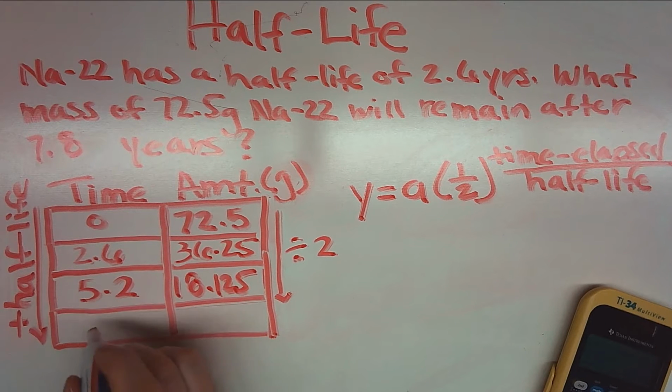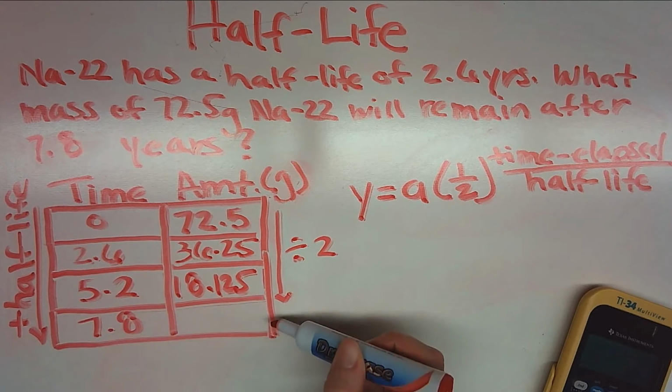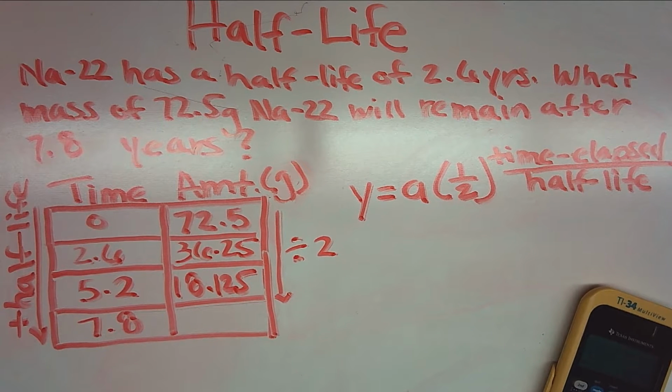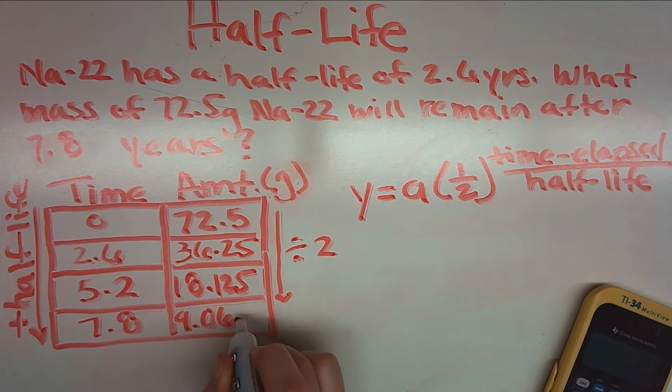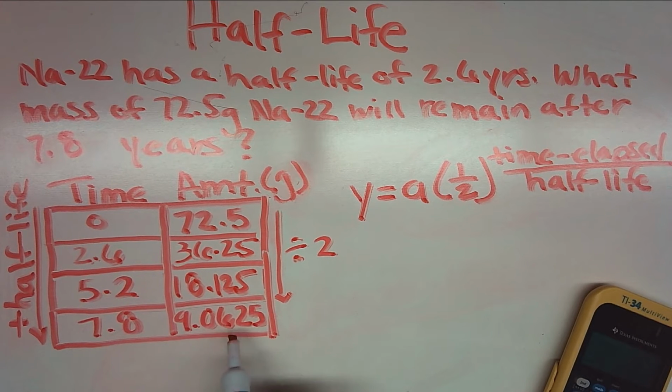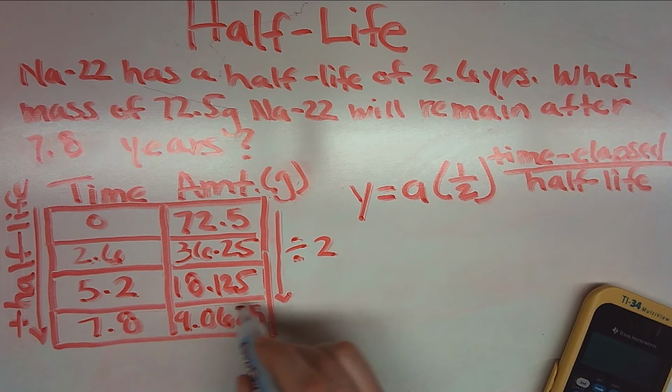So I'm not quite finished yet. I'm going to add another half-life, so 7.8, and I'm going to divide how much I have at this point. My final answer is 9.0625, but you can leave it as 9.06 grams. Alright, so that answered our question.